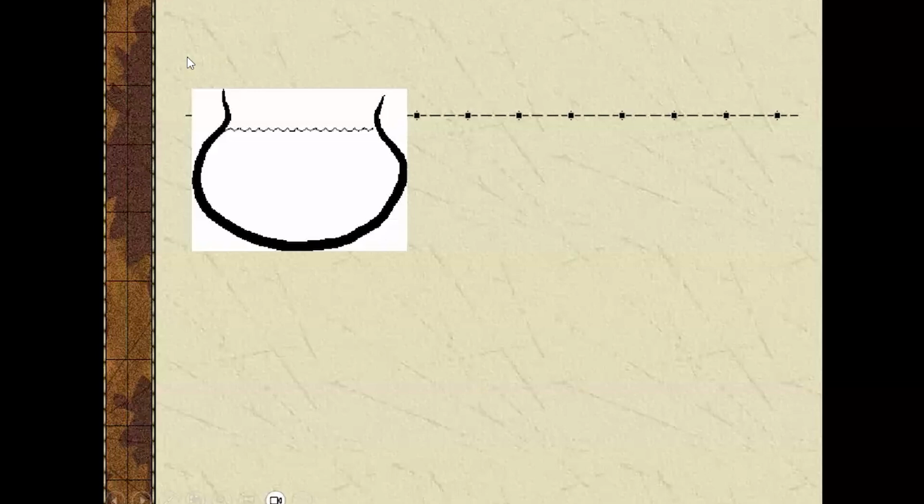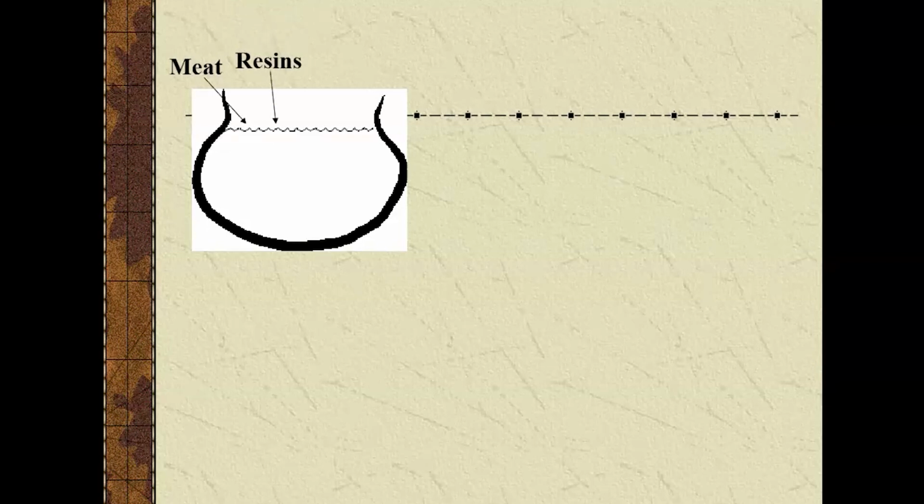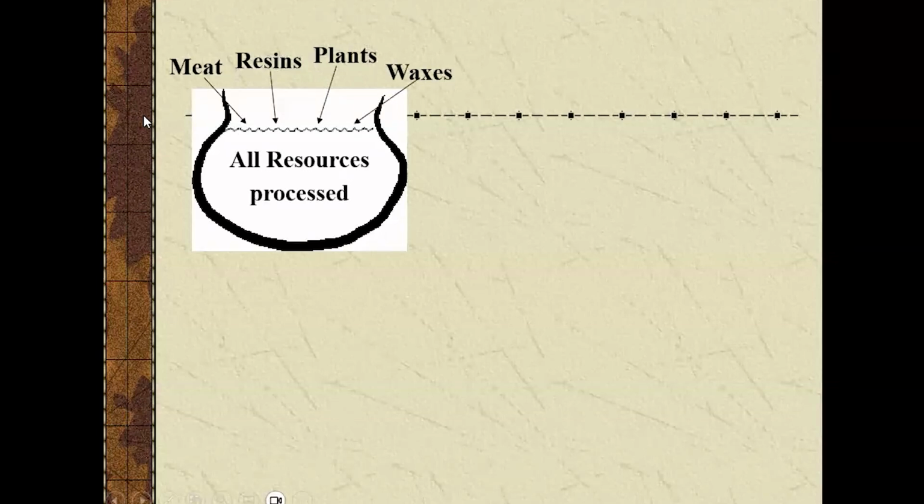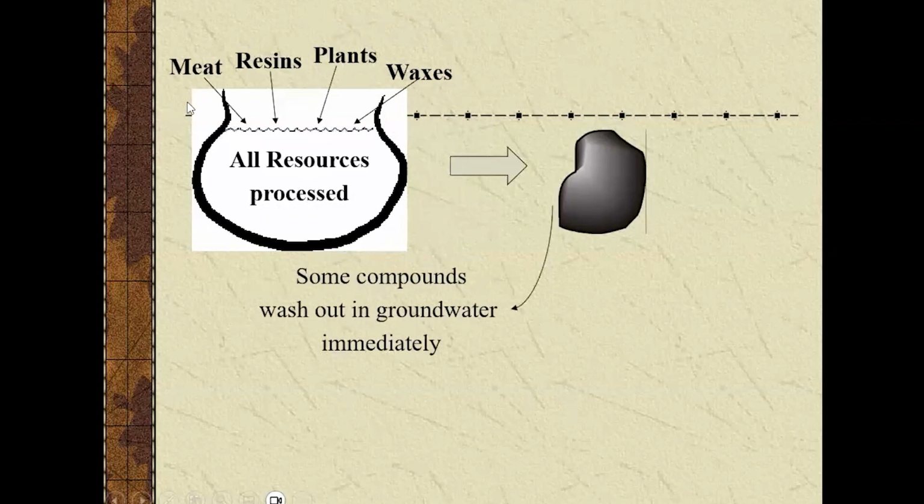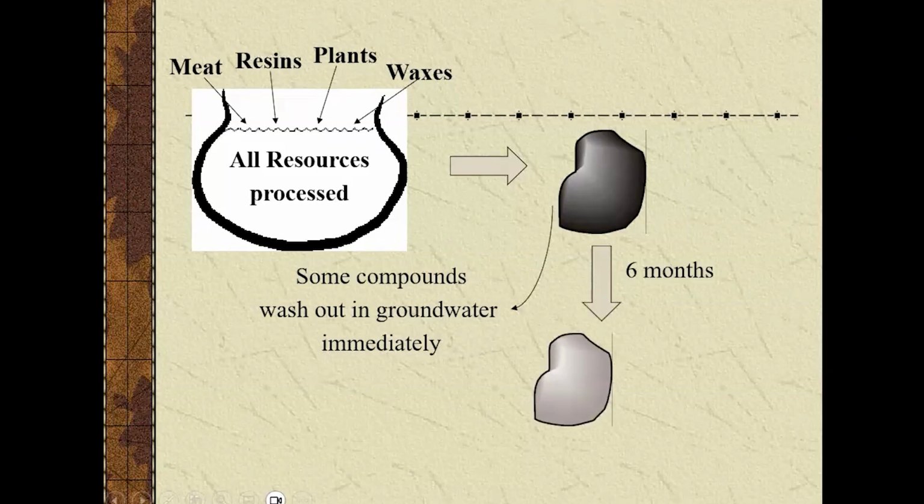So I just want to talk a little bit about how these residues and these compounds are absorbed and preserved, because it's a key point here. So we have all the items that might be processed in a pot, whether they be food or not food. Everything over time is cooked within the pot and then absorbs within the pot, from the water. The pot breaks and the pieces of it are buried. Some compounds wash out straight away, the ones that easily dissolve in cold water. It's very dependent on the soil chemistry and the rain chemistry. It's a subtle and complicated system.